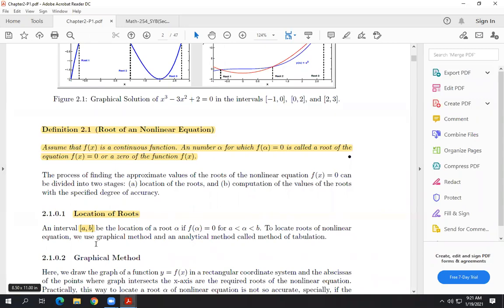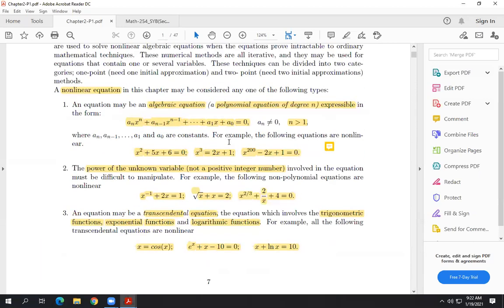After having the f of x, what is your next? You need the location. You need the interval. And the interval is also given by the teacher. Now, for example, this equation, how many roots do we have for this equation, please? 200. And of course, we cannot find the approximation of 200. What is your job in this chapter? You have to find an approximation of only one root.